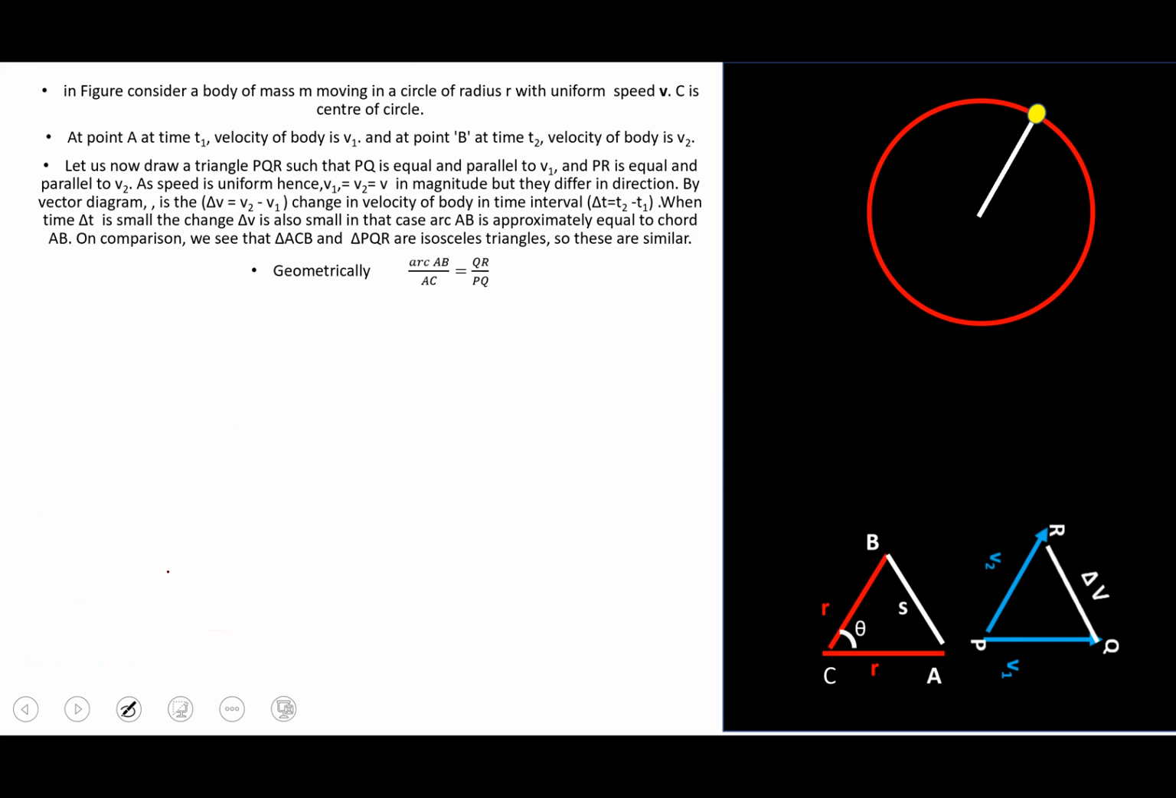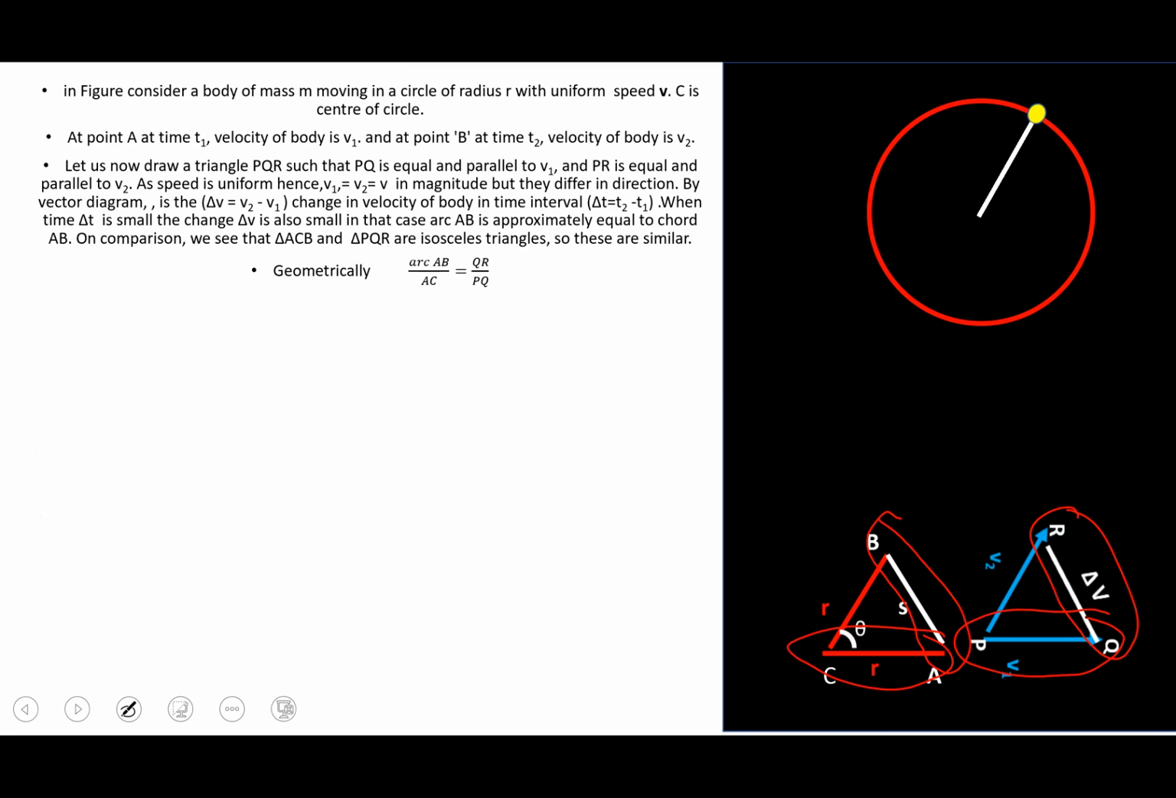Geometrically, we can compare these two triangles. We say arc AB, which is over here, over AC, this one. That means S over R is equal to QR, which is over here, delta V, over PQ. So we are taking one side of the triangle and dividing it by the other side, just as we are dividing one side of the other triangle by its other side as well.